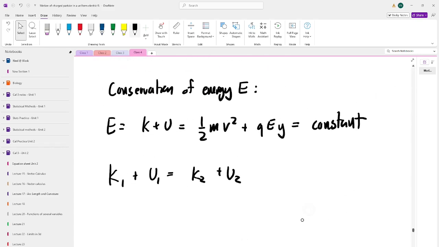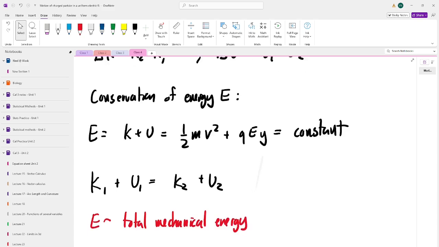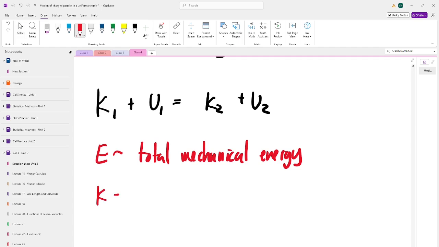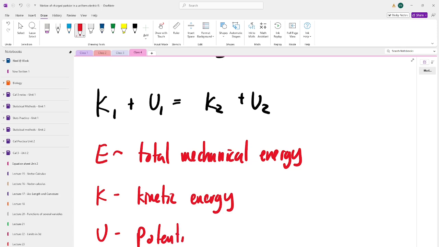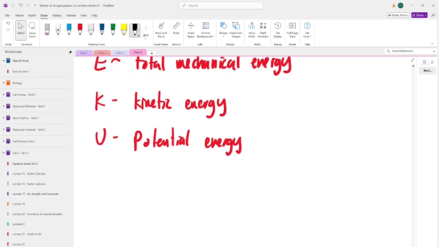And then, of course, we can be more specific, and we can define all of our variables here. So E is going to be the total mechanical energy. K is going to be our kinetic energy. And then U is going to be our potential energy.